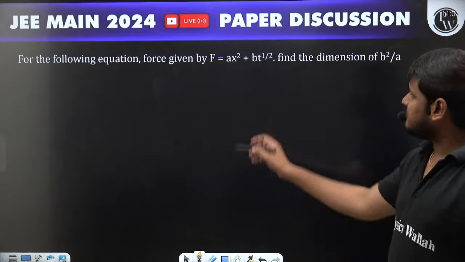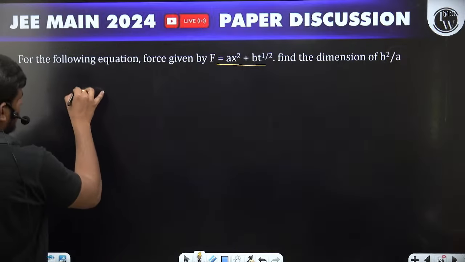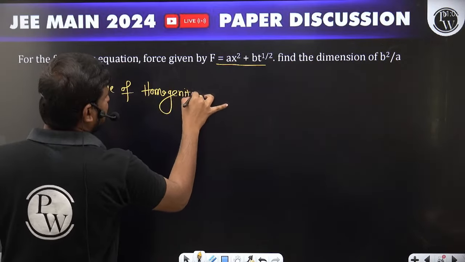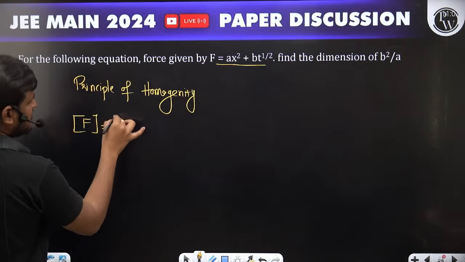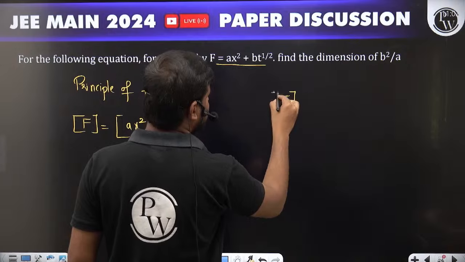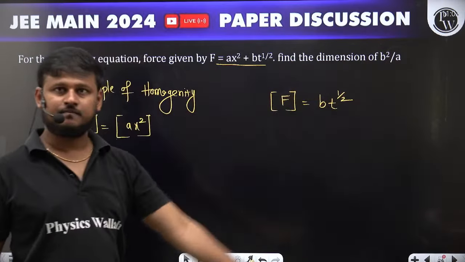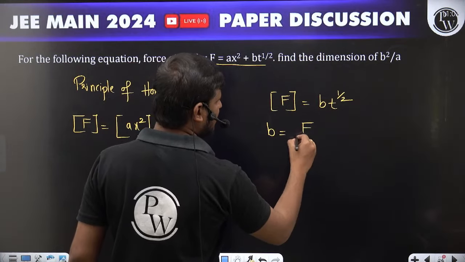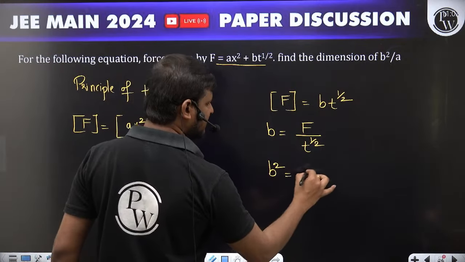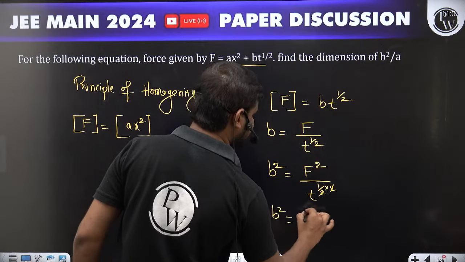So for the following equation, the force equation is given. Now find the dimensions of b square by a. Here you can apply the principle of homogeneity. According to the principle of homogeneity, the dimensions of F will be equal to the dimensions of A x square, and the dimensions of F must be equal to the dimensions of b into t to the power 1 by 2. Now I need the dimensions of b square by a. So b is equal to force upon t to the power 1 by 2. But I need b square, so let's square on either side. b square is equal to F square by t to the power 1 by 2 into 2, which becomes b square is equal to F square by t.